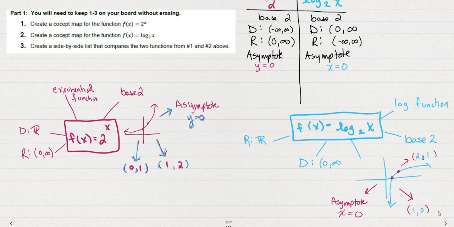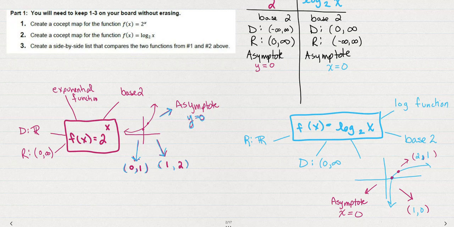Now to start with, the first part asks you to create a concept map for f of x equals 2 to the x and f of x equals log base 2 of x, and then to create a side-by-side chart that compares them. This is what a concept map would look like. And what I've done is I've written out for each of the two functions their domain and range, what type of function they are, what their base is, and then a graph.